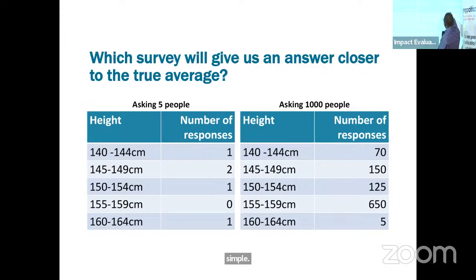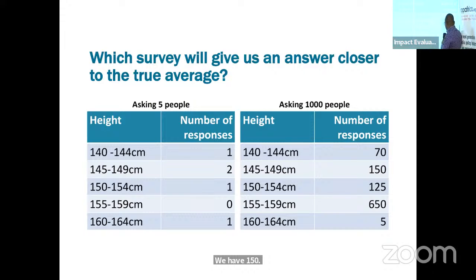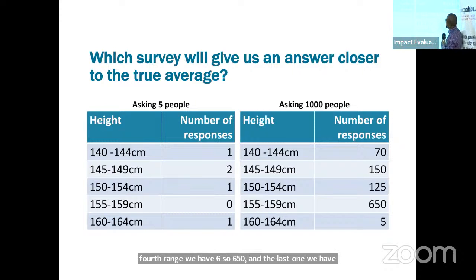When we ask 1,000 people, between this range we have 70 people. In this range, we have 150. The third range, we have 125. The fourth range, we have 650. And the last one, we have 5. Which survey will give us an answer closer to the true average? Survey 1 or survey 2?